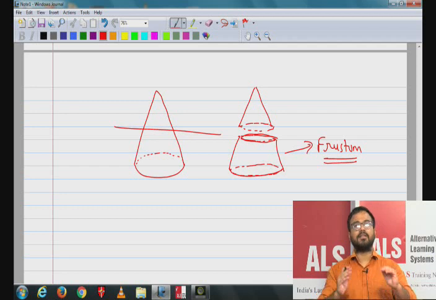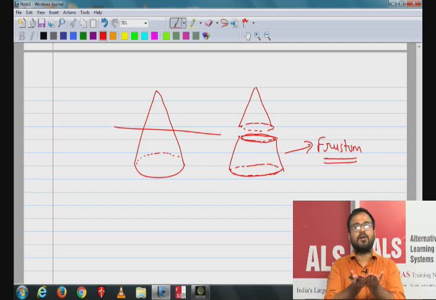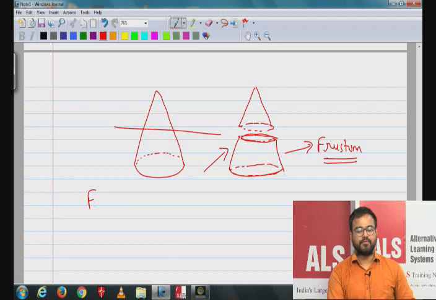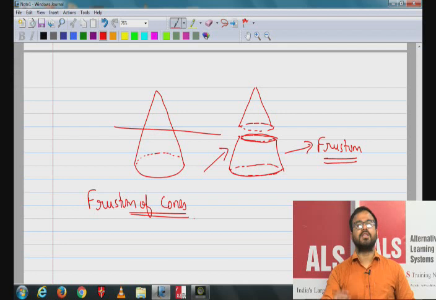In our syllabus, the definition of the frustum is: when a pyramid is cut by a plane parallel to the base, the lower part of the pyramid is called the frustum. The remaining lower part is called the frustum. Like this is the frustum. In our syllabus, we only have to study the frustum of cones. So we have to study the surface area and volume of that frustum.